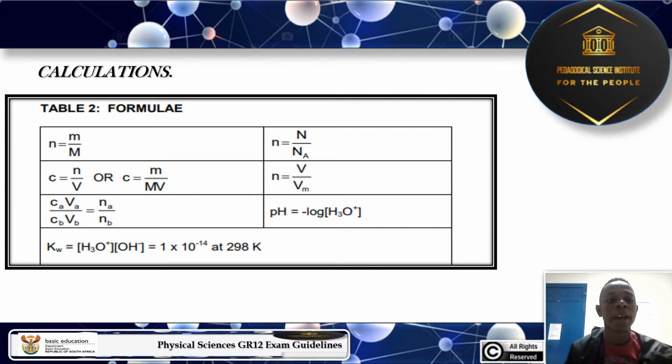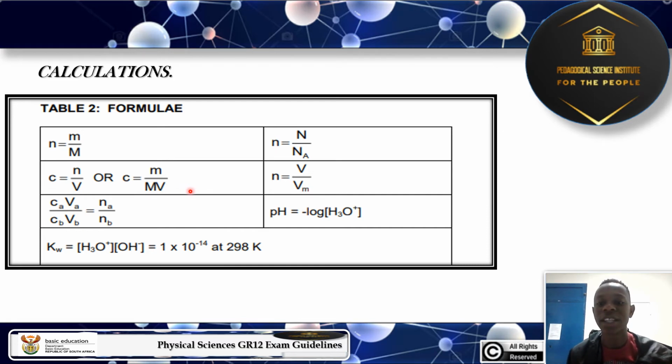we are calculating. So the first formula here, let me take a pointer. Our first formula is n equals m over M, which is number of moles equals mass over molar mass. And bear in mind that when we need to calculate molar mass, we need to use our periodic table. Then the following formula is concentration equals number of moles over volume, or concentration equals mass over molar mass times volume.